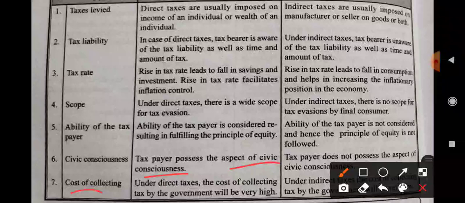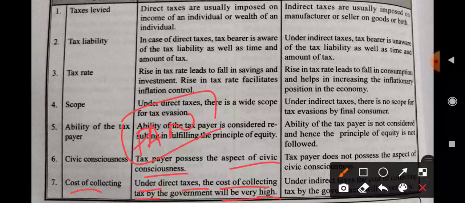Cost of collecting. Under direct taxes, the cost of collecting tax by government will be very high. They need to give notices, they need to do some basic arrangements for the collection of direct taxes. Whoever has PAN details, for them notices will be given, everything will be done for the direct taxes.